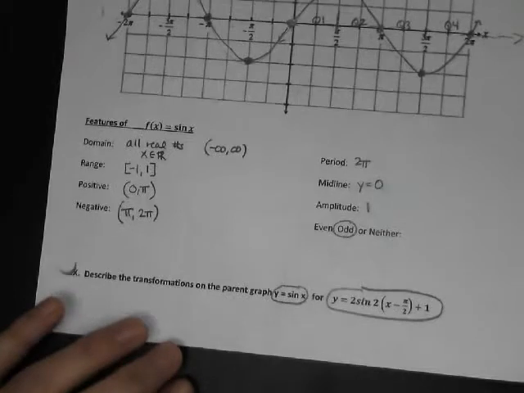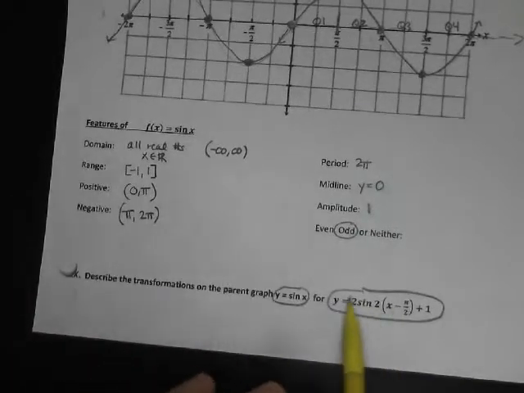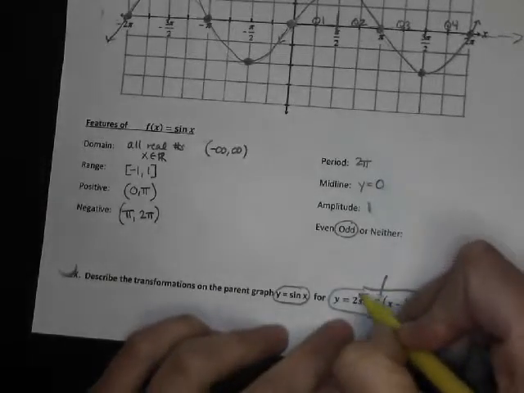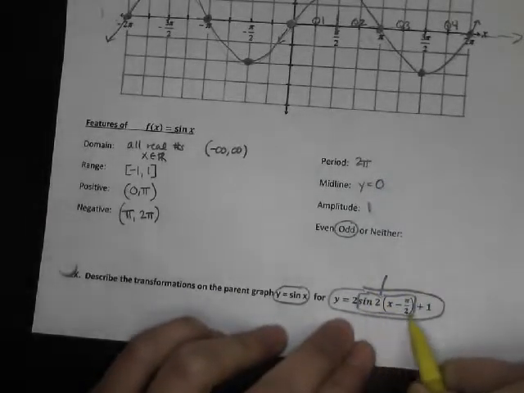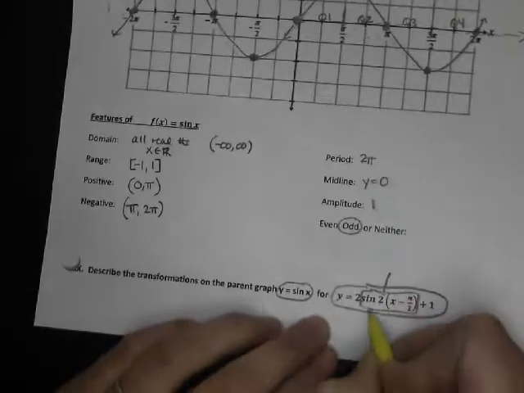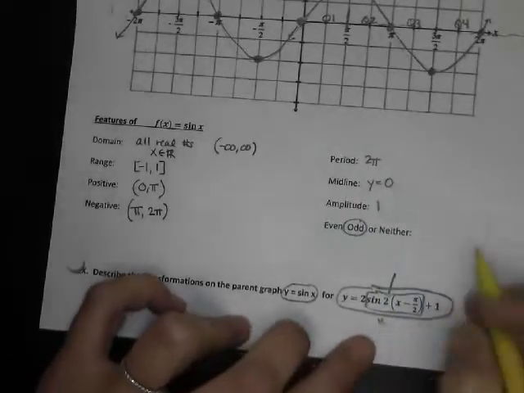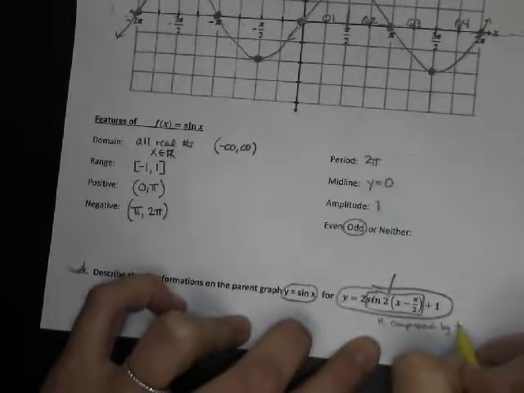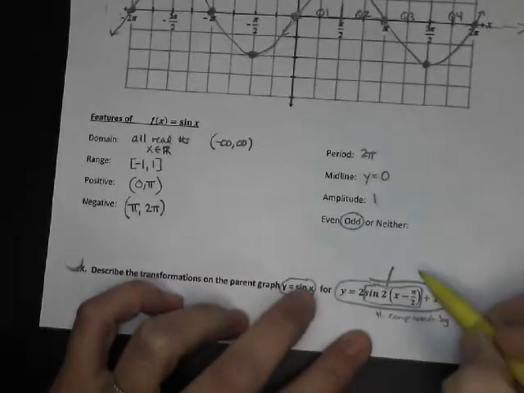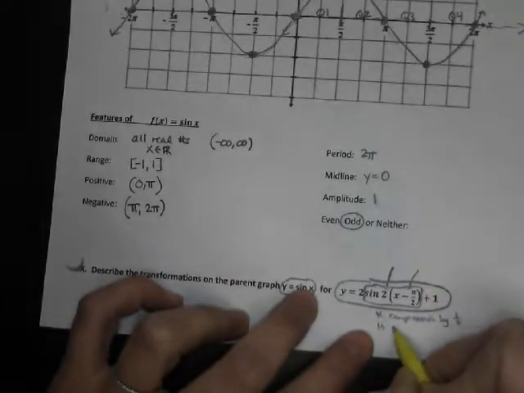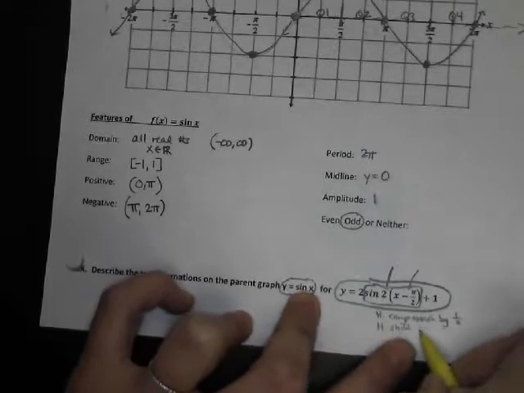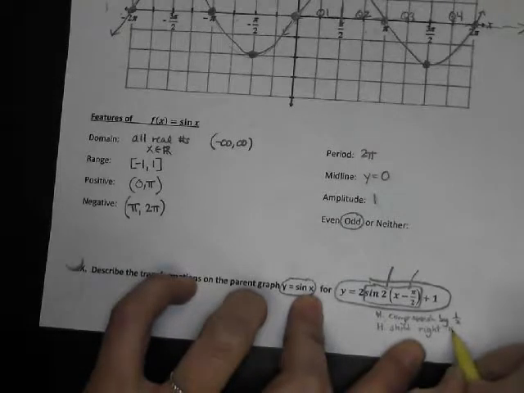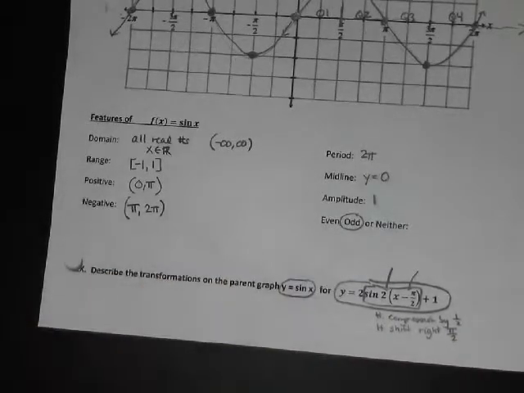Regarding what sorts of things happen with all these. Now, I've inserted every transformation under the sun here. Here's within the function, so this stuff is horizontal. So this is a horizontal compression by a half, because all things are backwards when they're horizontal. And this one is a horizontal shift right by pi over 2 units, which we'll do a lot more with, but for now it's just right pi over 2 units.